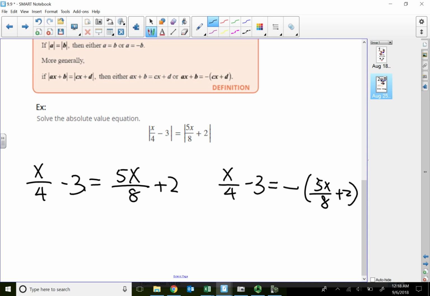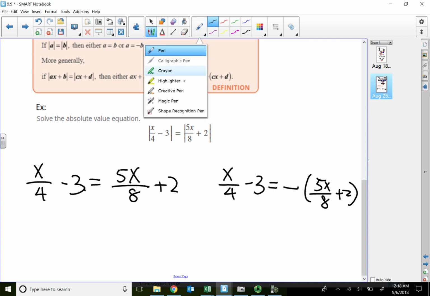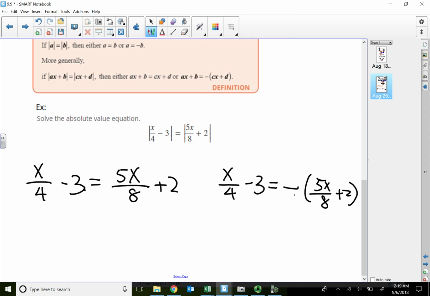Okay, a lot of students ask me, Mr. Chen, why don't you use the 5x over 8 plus 2 and make the other side a positive one and a negative one? Yes, I can do that. What I cannot do is make both sides negative, because both sides negative turn out to be positive, which doesn't make sense because you already have one that is positive. So normally I just choose the right side one to make them positive and negative.